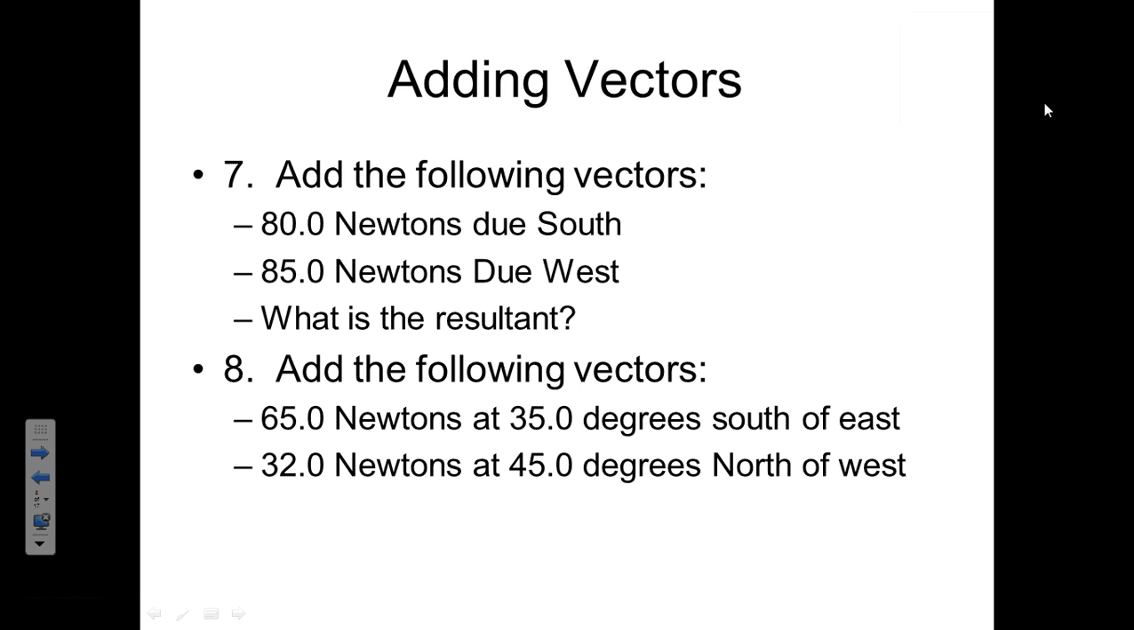All right, guys, so the next problem we're going to work is number 8 up here. We want to add 2 vectors that aren't at 90 degrees with each other. And whenever you do that, what's the first thing you've got to do? You've got to break them into their components. They're north-south, east-west components. So let's go to a slide where we can do that. The two vectors we're trying to add are 65 newtons, 35 degrees south of east, and 32 newtons, 45 degrees north of west. Trying to sum those up.